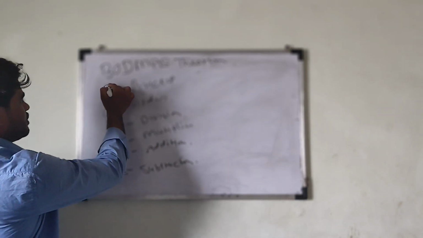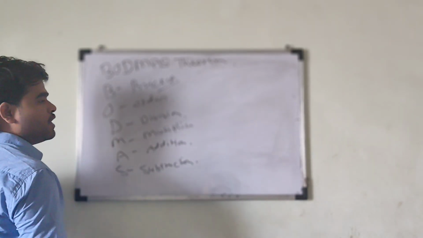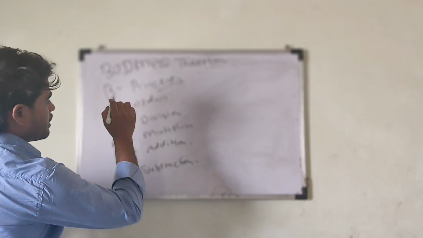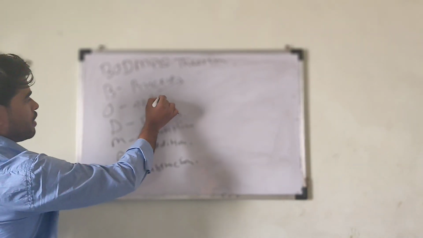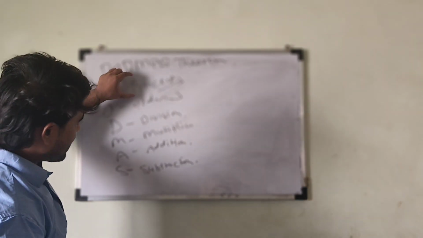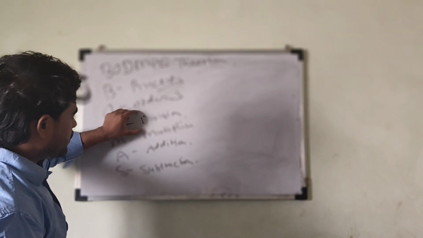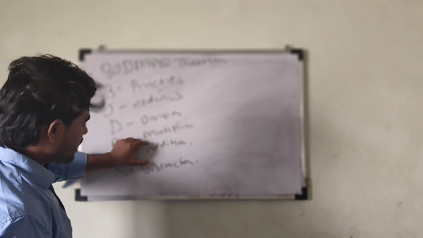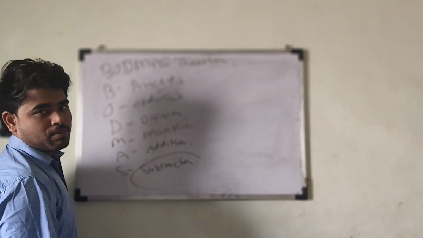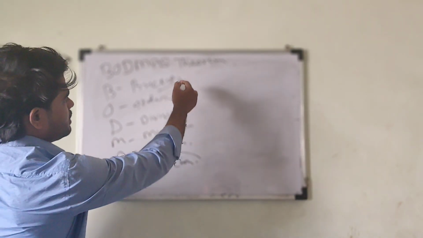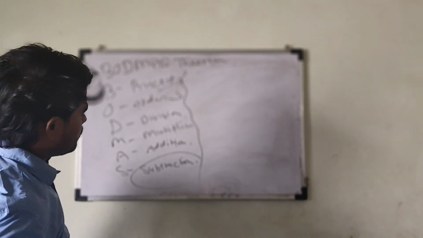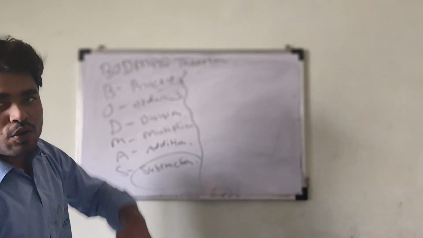If any question contains a bracket, then we have to solve the bracket portion first, and if there is an order, we solve it second. First bracket, second order, third division, and so on: multiplication, addition, and last, we solve the subtraction portion. So let's see a question on these rules and apply them to solve it.